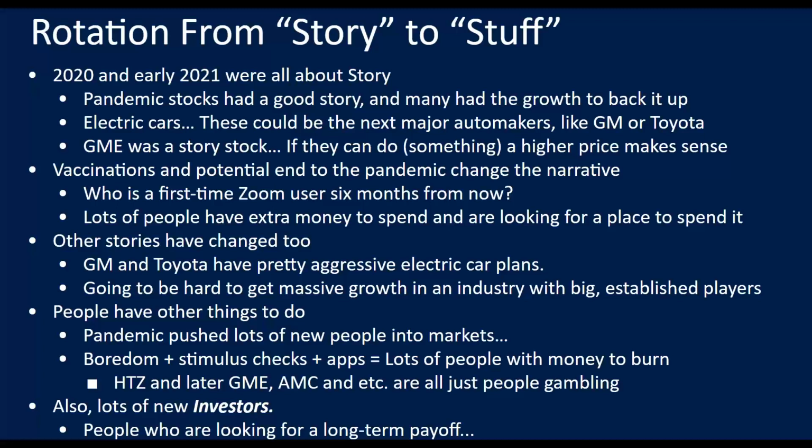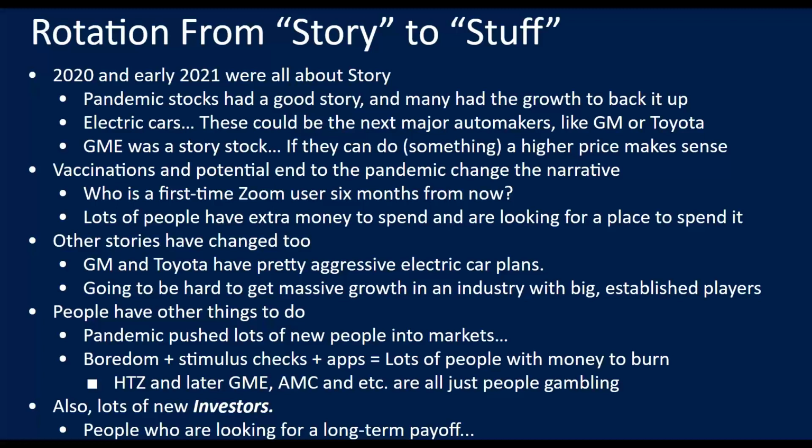And some of the other stories have changed too. General Motors and Toyota have pretty aggressive electric car plans. Toyota has plans to, I don't remember how many models they plan to make by 2025, I think, and they're going to start selling some later this year.